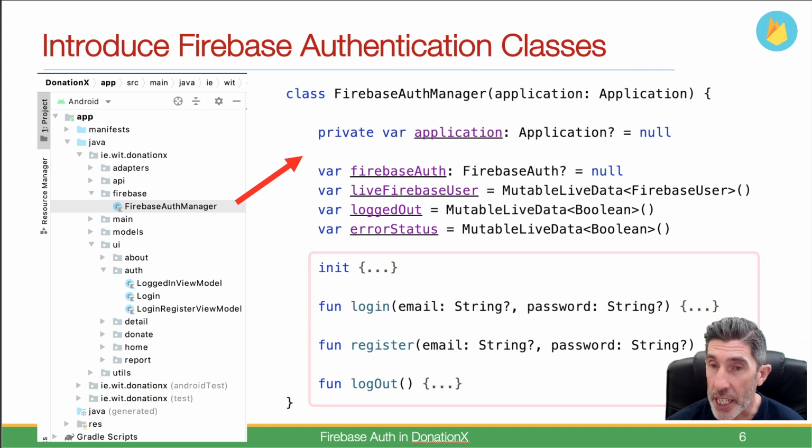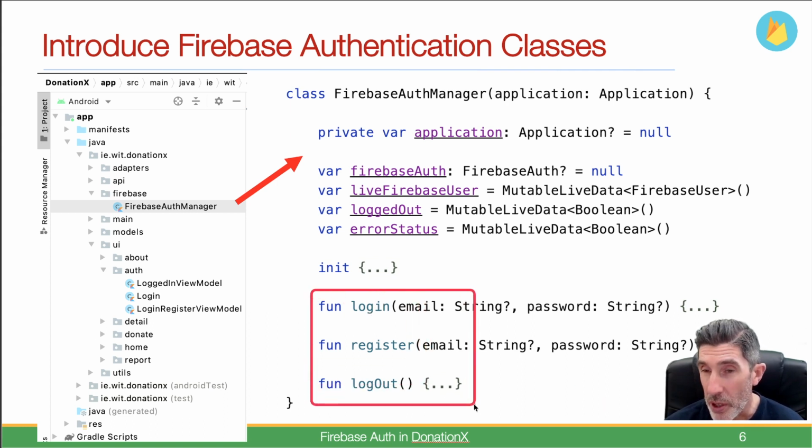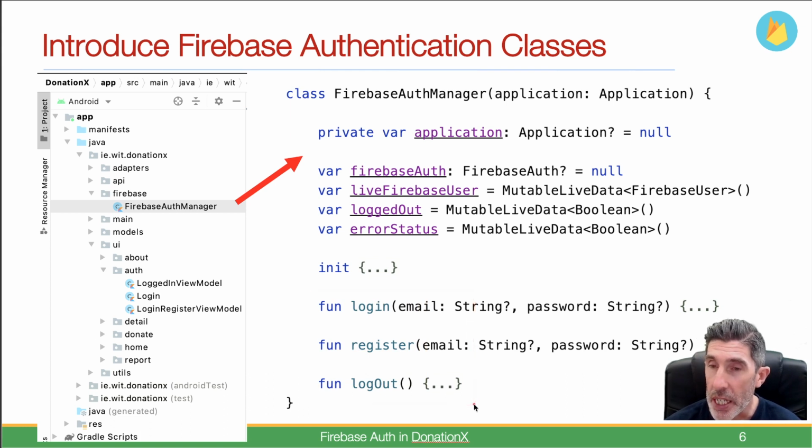We have the initial init, so when our Firebase Auth Manager is created, this is what we want to happen. Then we have a login, register, and a log out, which will basically tie back directly to the Firebase functions and those particular methods for logging in and registering with a basic email and password that I would have covered in previous sections.